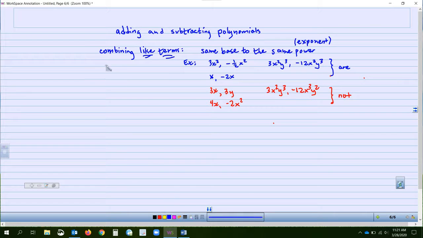In fact, I'm going to erase combining like terms because we were just talking about what like terms were. So to combine like terms, you add, or sometimes the case might be subtract, the coefficients.